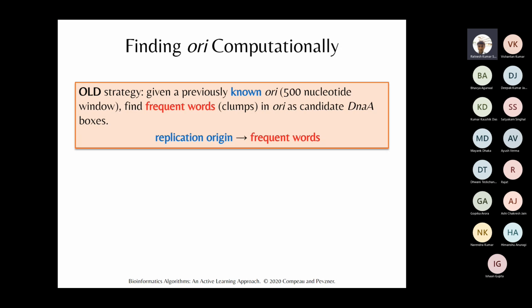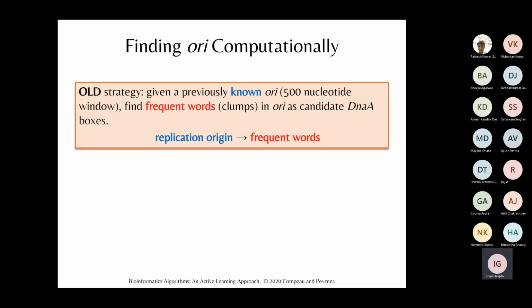We cannot use it like that, because there may be lots of other frequent words which don't indicate ORI. That happens in the case of the human genome. We have lots of satellite DNA and other kinds of microsatellite and minisatellite DNA. So it is not possible to say that just by frequent words we can say that here is the ORI.